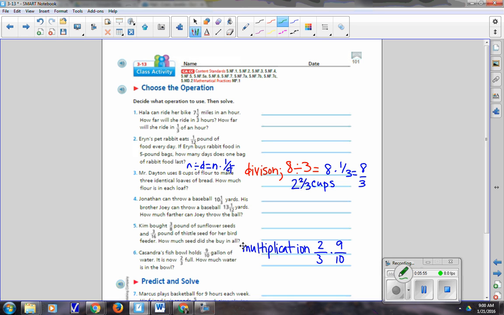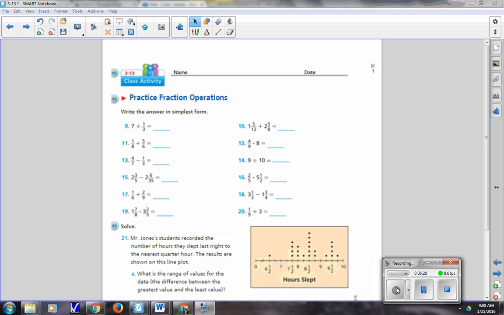9/10. So I know that 2 becomes 1, because 2 divided by 2 is 1. 10 divided by 2 is 5. 3 divided by 3 is 1. 9 divided by 3 is 3. Now I can multiply and I don't have to reduce. It's going to be fantastic. 3/5 full, or 3/5 gallons. So those are some examples of multiplication and division. There are some addition ones in there, but it's just more of what we've been doing.